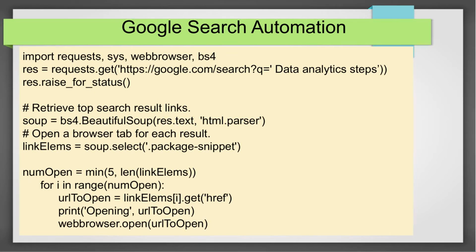You can create a Beautiful Soup object from the downloaded page's HTML text and then use the select method with the class name to find all hyperlink elements that are within the HTML page.